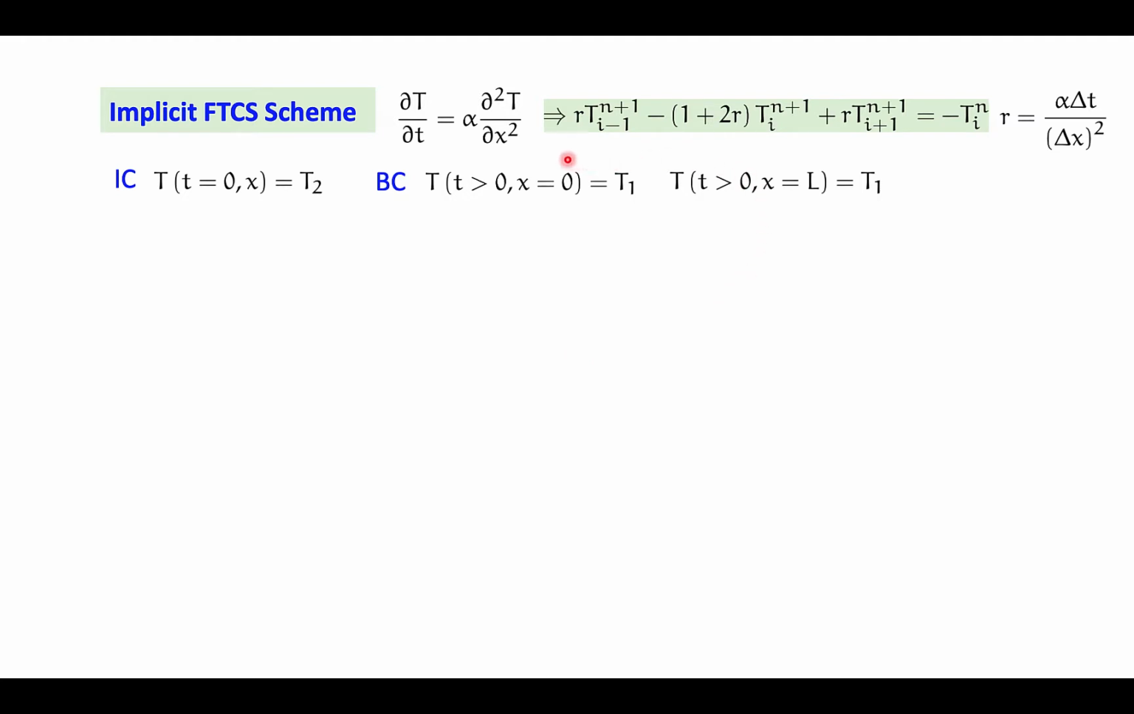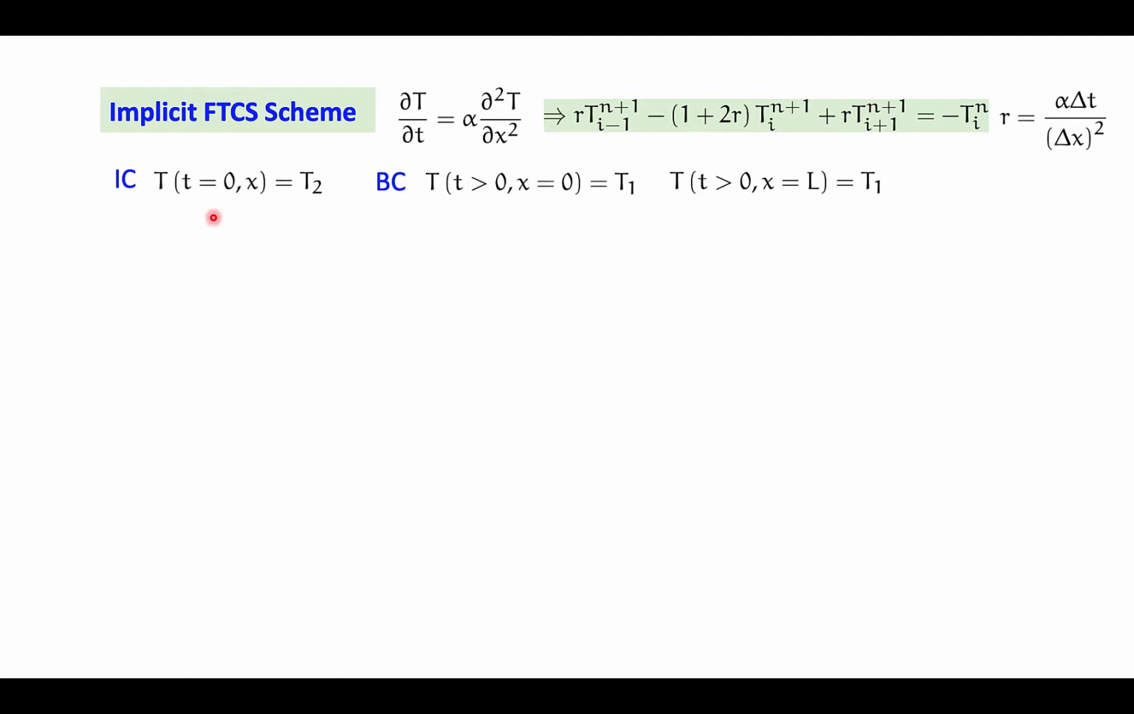So let us take an example here. Our equation inside the domain turns out to be of this type, that is r T i minus 1 n plus 1 minus (1 plus 2r) T i n plus 1 plus r T i plus 1 n plus 1 equals minus T i n, where r is this alpha delta t by delta x square.